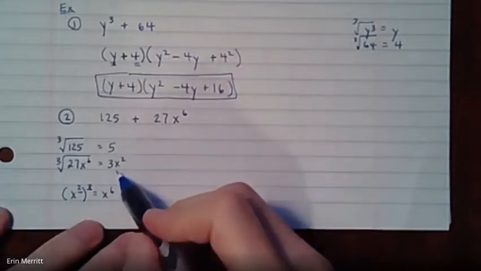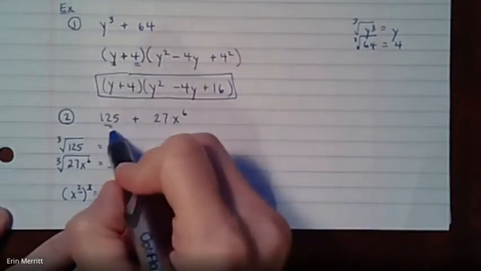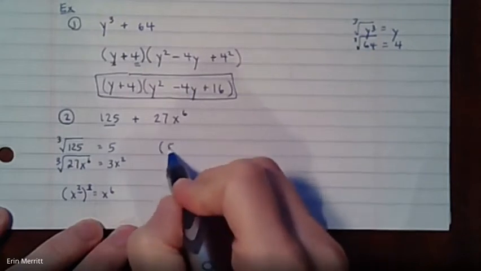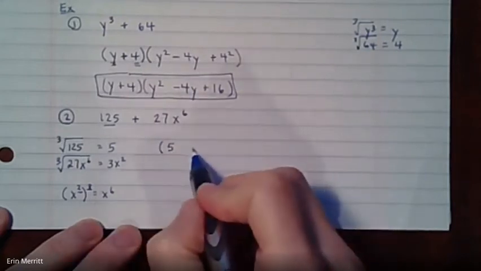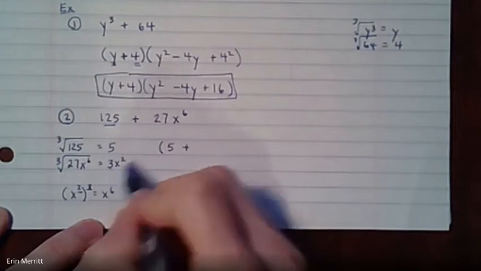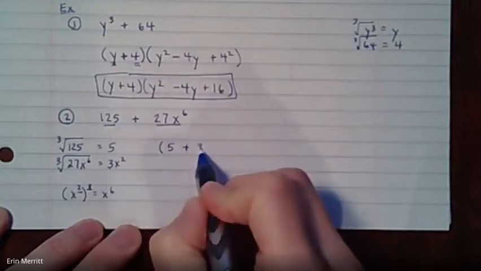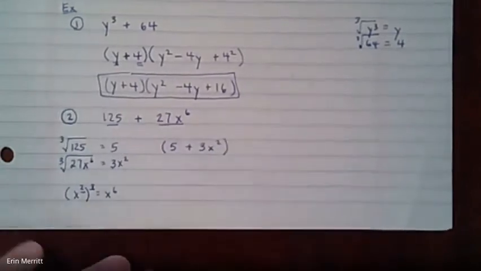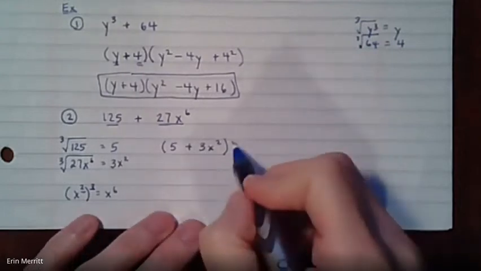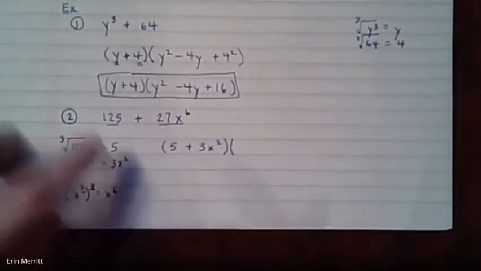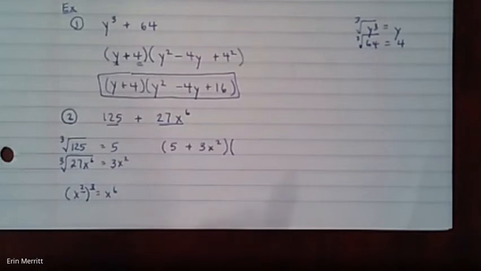All right, let's take all those values and apply them. Since the first term was 125, into the parenthesis, the first term is the 5, and then plus, the second term was this, so the 3x squared is going to go second. So be consistent with that. It doesn't matter as much for these sum ones, but it will when we talk about difference in a moment.